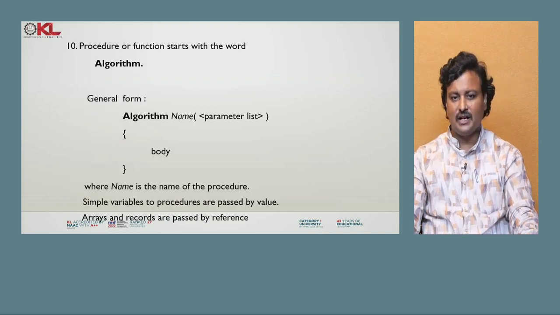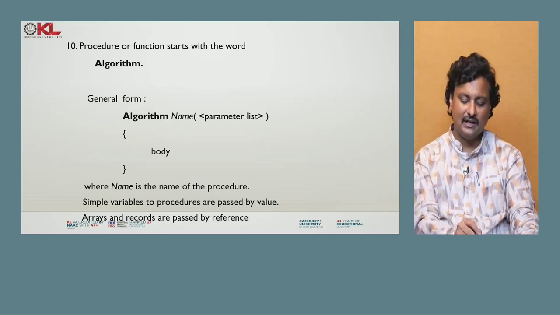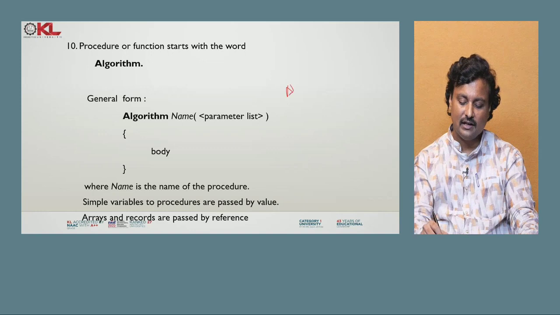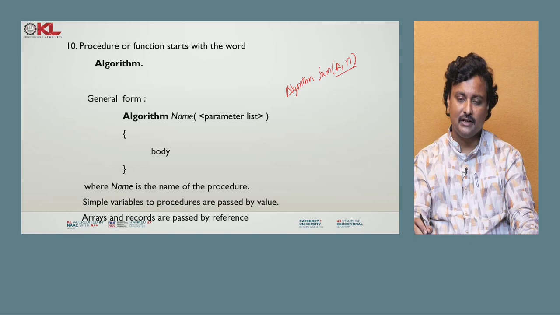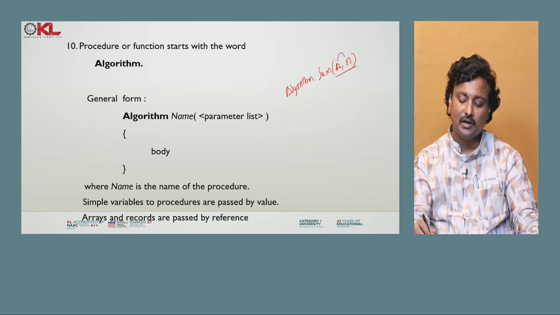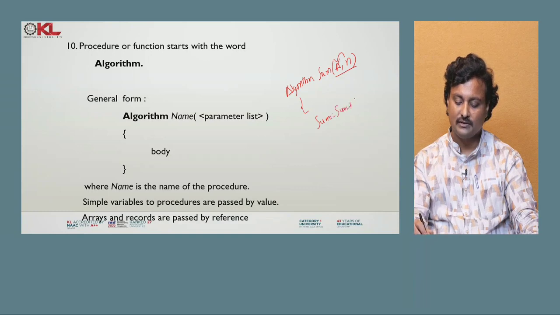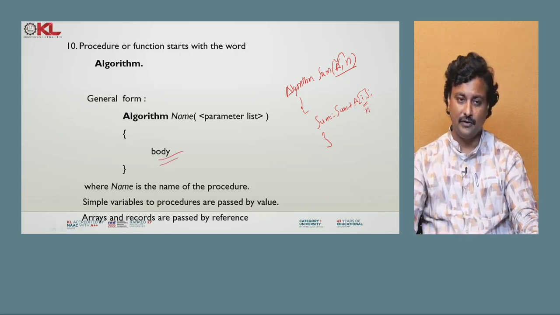The procedure or a function starts with the word algorithm generally. So algorithm name, let us say we are writing an algorithm with an example, algorithm sum of A comma n. So these are the parameter list. A stands for array, and n stands for the number of elements in the array A. And you can represent sum colon is equal to sum plus A of i. It iterates till the nth value. So that you represent in the body of an algorithm.